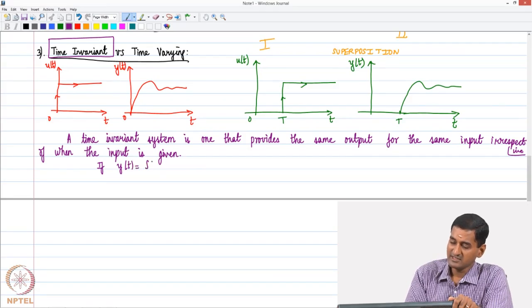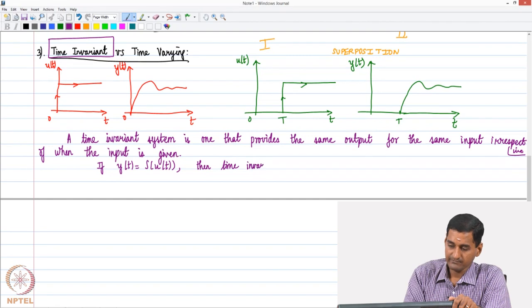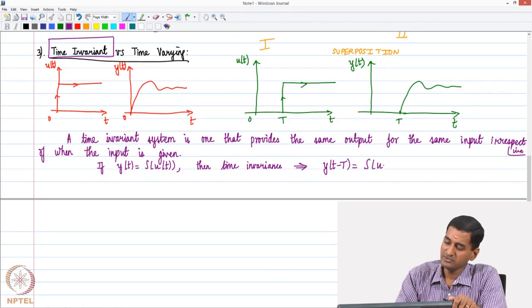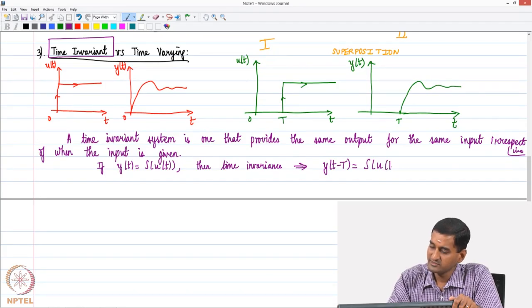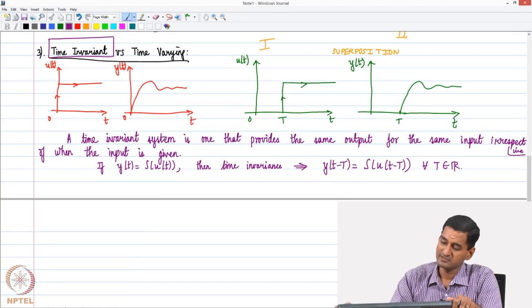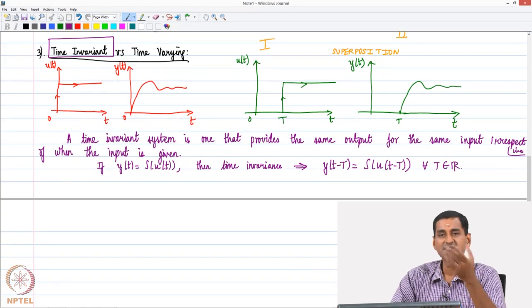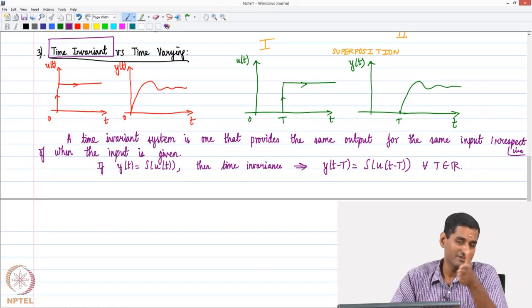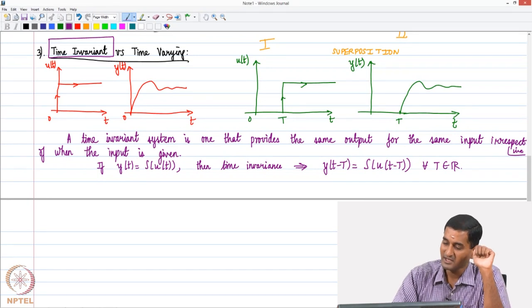If y of t is s of u of t, then time invariance implies that y of t minus T, or s of u of t minus T, is going to be equal to y of t minus T, for all capital T belonging to the field of real numbers. In a sense, if I shift the input by a time of capital T, I should get the same output shifted by the same amount of time. So, that is what time invariance means.